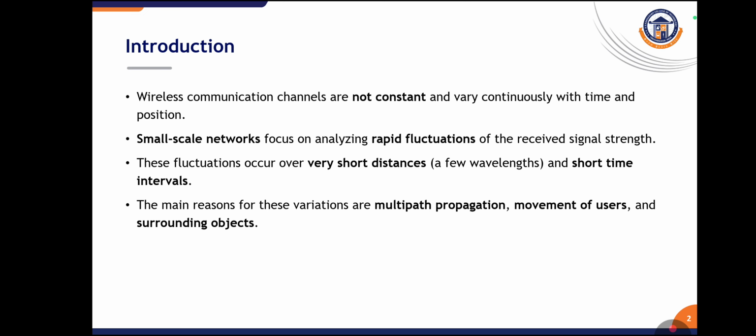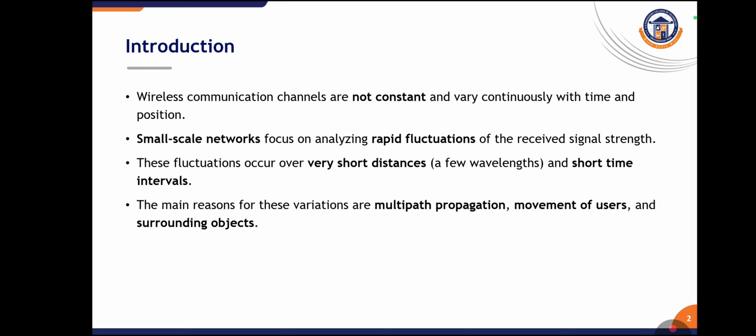First, the introduction. Wireless communication channels are not constant and vary continuously with time and position. Small scale networks focus on analyzing rapid fluctuations of the received signal strength. It can analyze the various fluctuations from the different transmitters. These fluctuations occur over very short distances, a few wavelengths, and short time intervals. So they can be measured by using small scale networks.